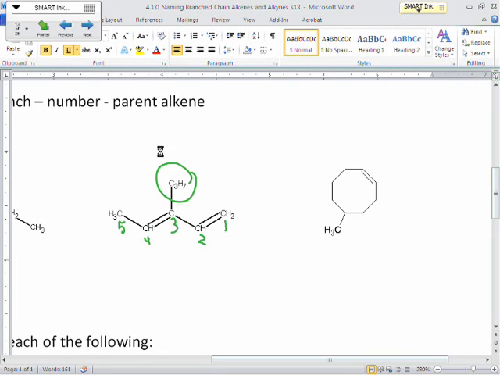What kind of a branch is this? Propyl. So base name, 1, 3. And what am I writing as that last part? Pentadiene. So we've got the main chain. Where is my propyl group? On the number 3. It is a 3-propyl, and I dropped my dash in there. 3-propyl.